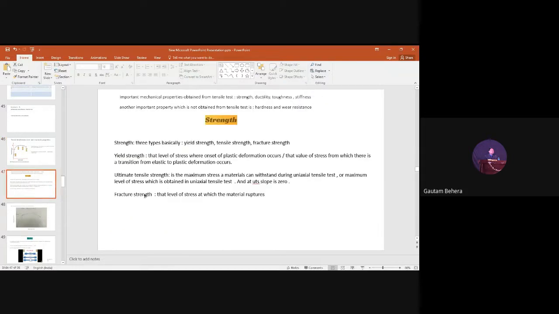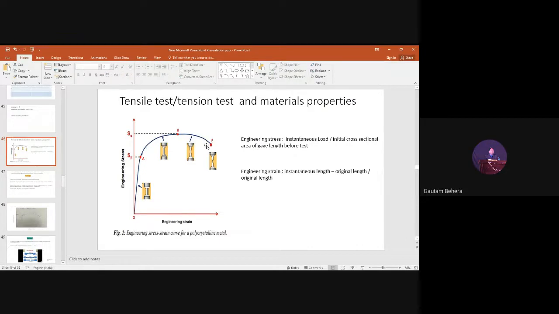Okay, fracture strength. You can see this is the fracture strength, the stress level at which material is separated into two components or many components. That level of stress is called fracture stress.